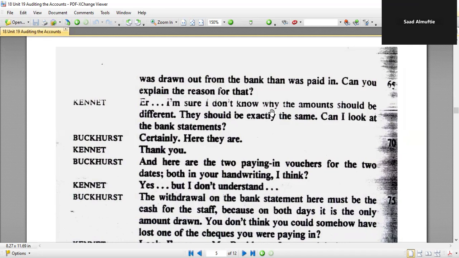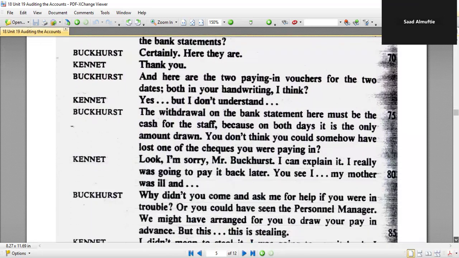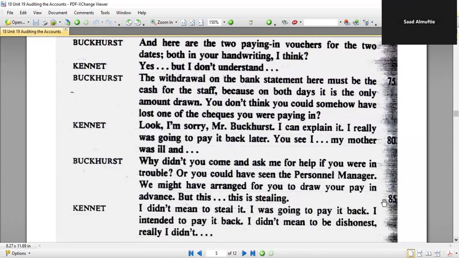I'm sure I don't know why the amounts should be different. They should be exactly the same. Can I look at the bank statements? Certainly. Here they are. Thank you. And here are the 2 paying-in vouchers for the 2 days. Both in your handwriting, I think. Yes. But I don't understand. The withdrawal on the bank statement here must be the cash for the staff, because on both days it's the only amount drawn. You don't think you could somehow have lost one of the checks you were paying in?